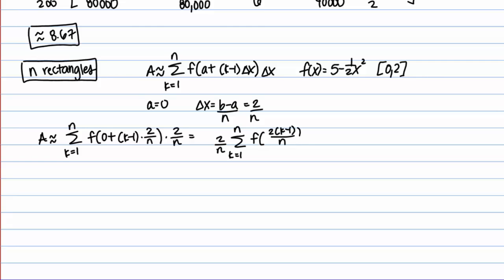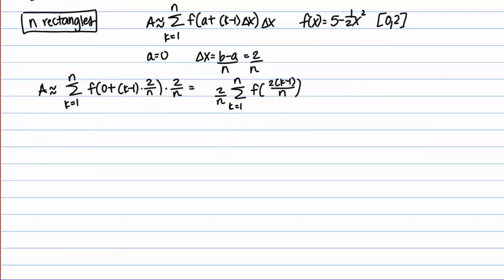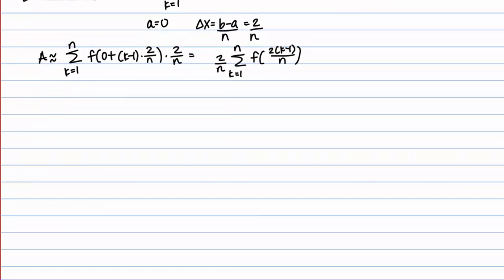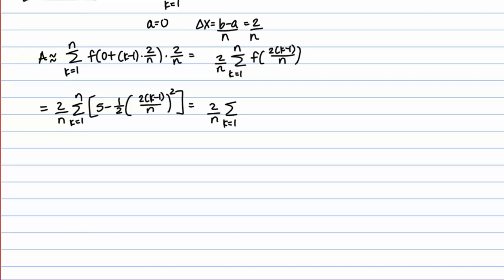All right. So once again, we're taking this 2 times k minus 1 over n, and we're plugging it in for x in our function. So what does that look like? 5 minus 1/2 times this whole expression, 2 times k minus 1 over n, quantity squared. So if we actually square that, 5 minus 1/2 times, square everything, so 4 times k minus 1 squared over n squared.